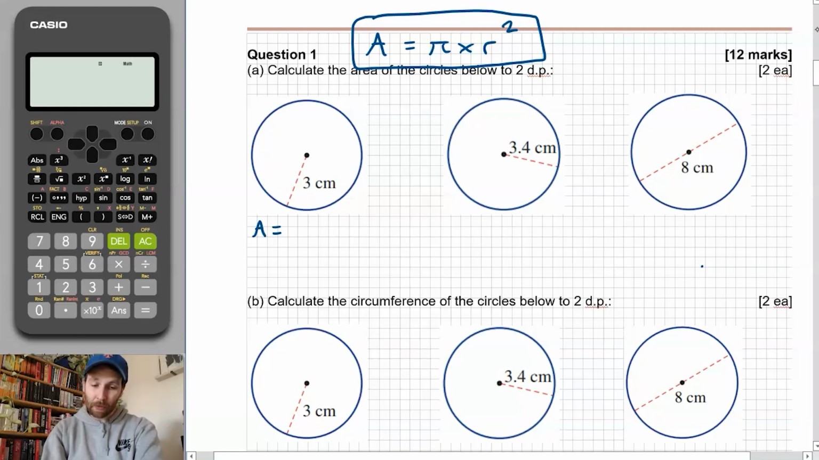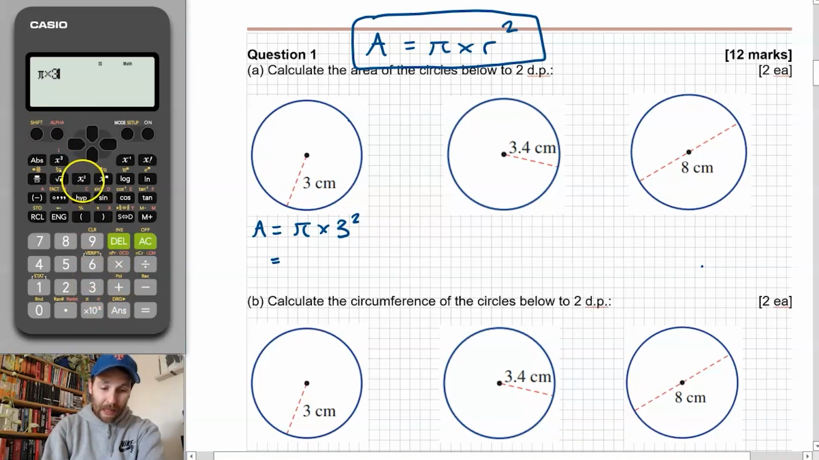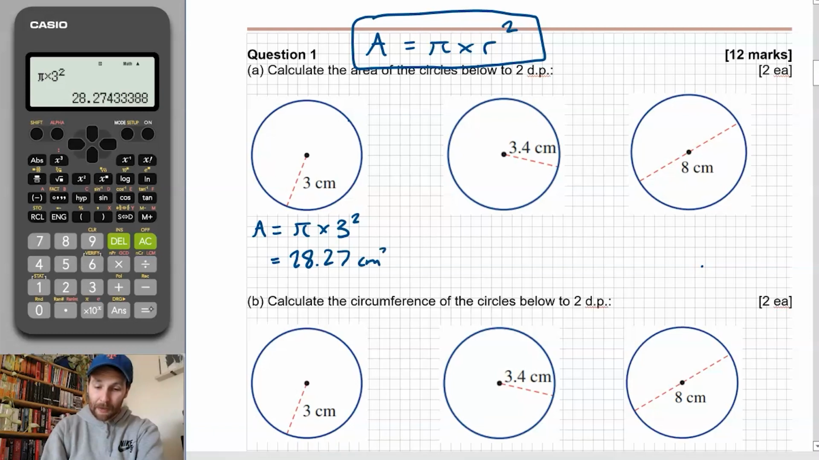So for this circle, remember that the radius is the distance between the center and the edge of the circle. So for this one, it's given. It's nice and easy. So the radius there is 3. So we'll find the area by doing pi times 3 squared. Now on your calculators, you might have to hit shift like I am just here. But pi times 3 squared should give you 28.27. It's area, so our units are going to be centimeters squared.